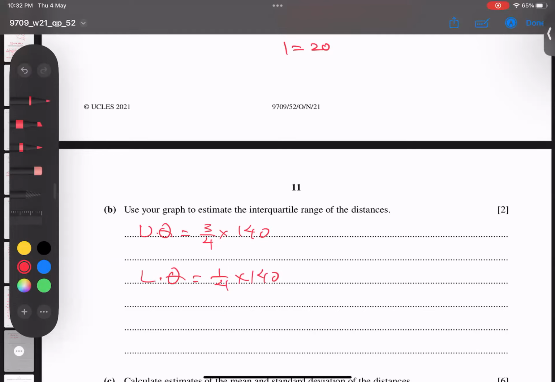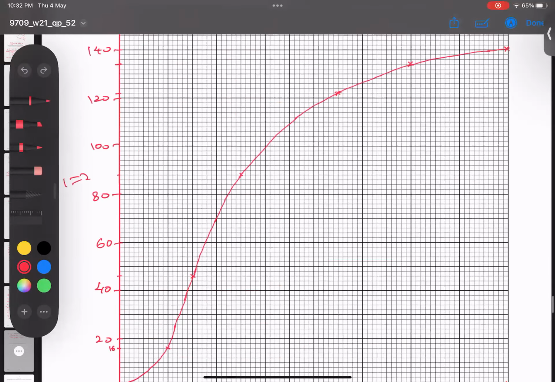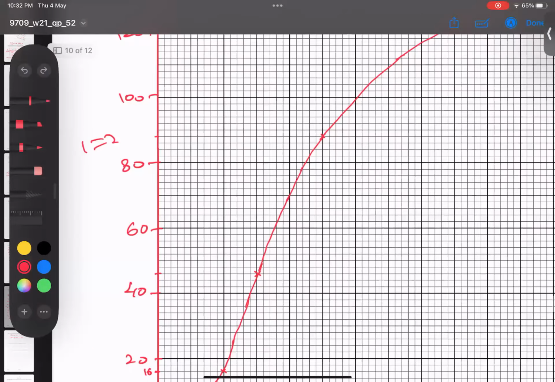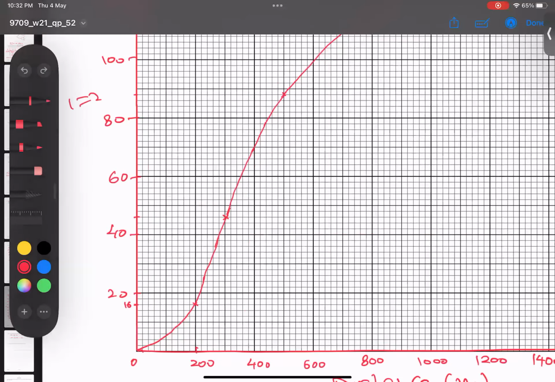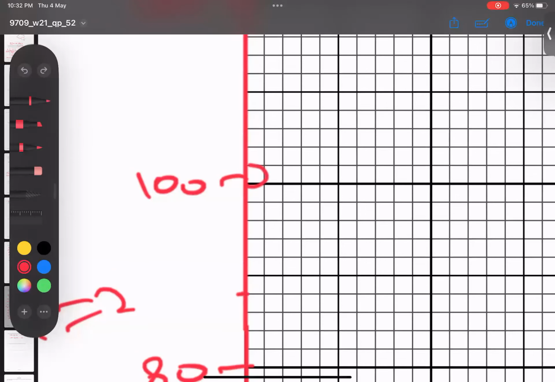So if I type in the calculator 3 divided by 4 times 140, students, it is coming 105. And what is the 1/4, students? 1/4 is coming 35. But this is not a value, students. 105 is a pointer. Where is 105? You know, students, one box is 2, so 102, 104, 106, and 105 is in the middle here.